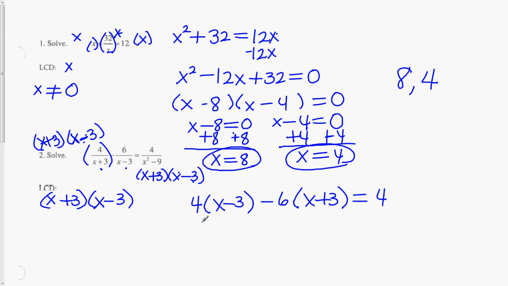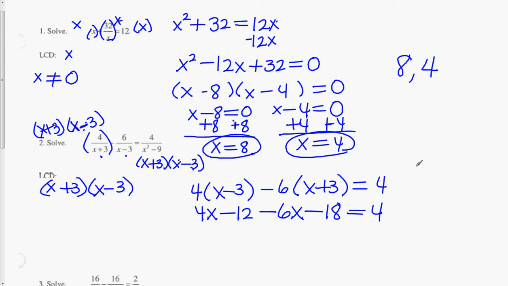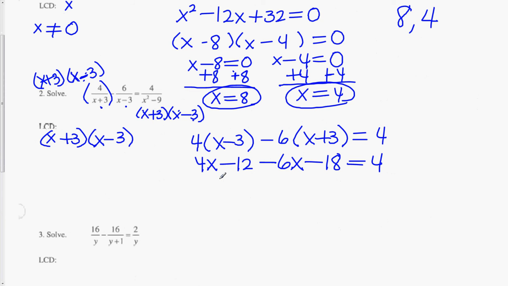So let's clear our parentheses. 4 times x is 4x. 4 times a negative 3 is negative 12. A negative 6 times x would be negative 6x. Negative 6 times 3 would be negative 18 equals 4. This one's nice. We're not going to have to factor because I don't have an x squared. Let's just combine like terms.